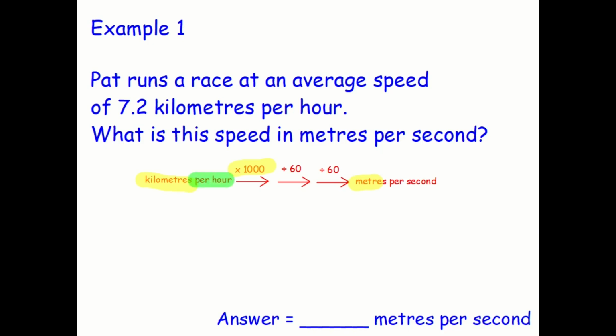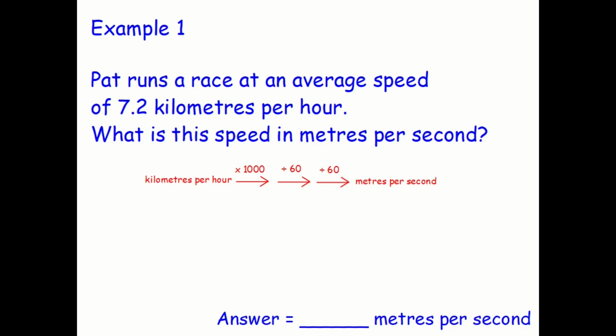If you're going from per hour to per second, well, per hour to minutes, you'd need to divide by 60, and to go from minutes to seconds, you need to divide by another 60. Okay, so that is how we've got that formula to go from kilometres per hour to metres per second.